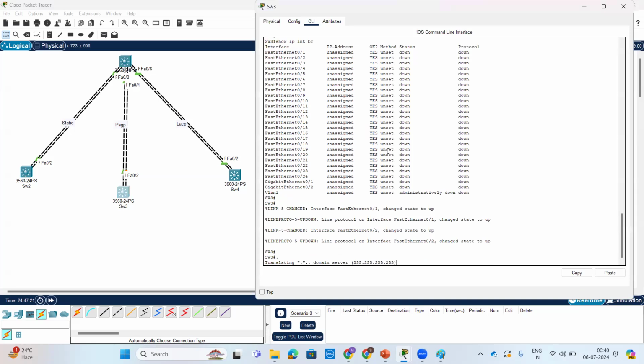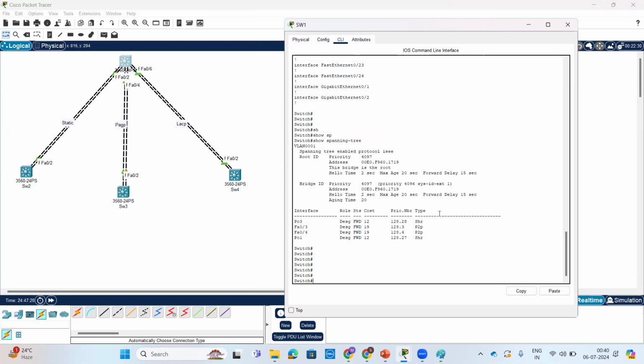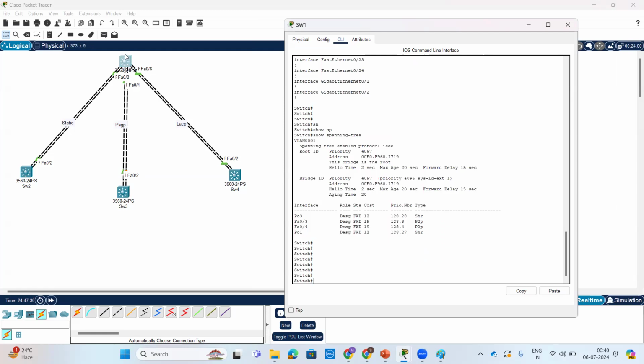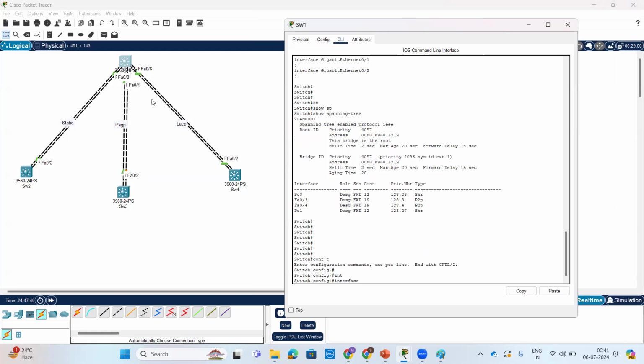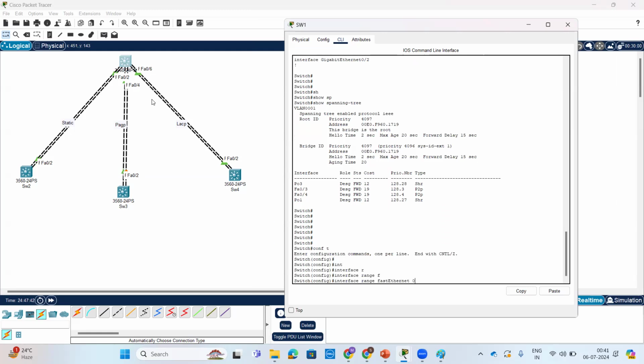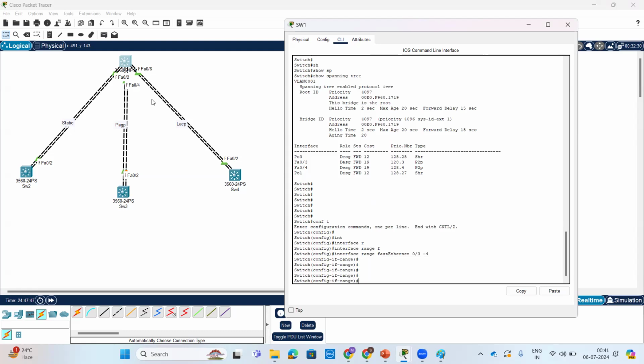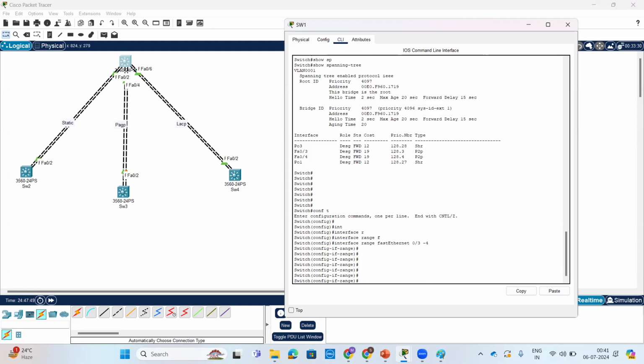One is blocked. Here you can check the orange and green color. So I'm enabling the PAGP protocol on both, and what I'm doing here now is the desirable state. Config terminal, interface range fast Ethernet 0/3 to 4. And now I'm configuring this here. Listen properly, Jyoti and everyone.